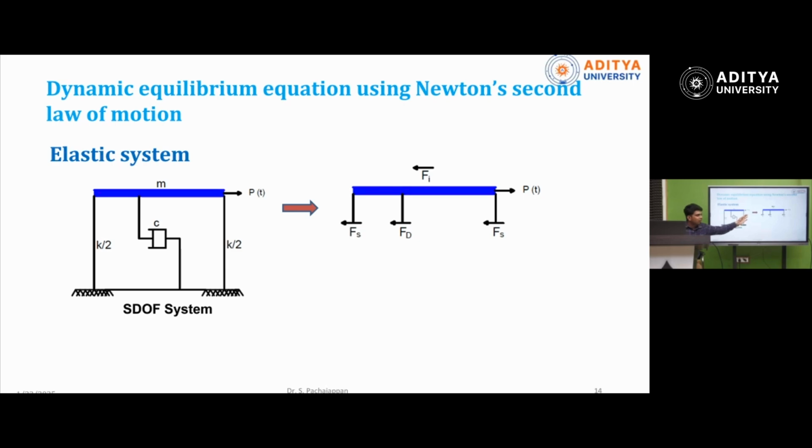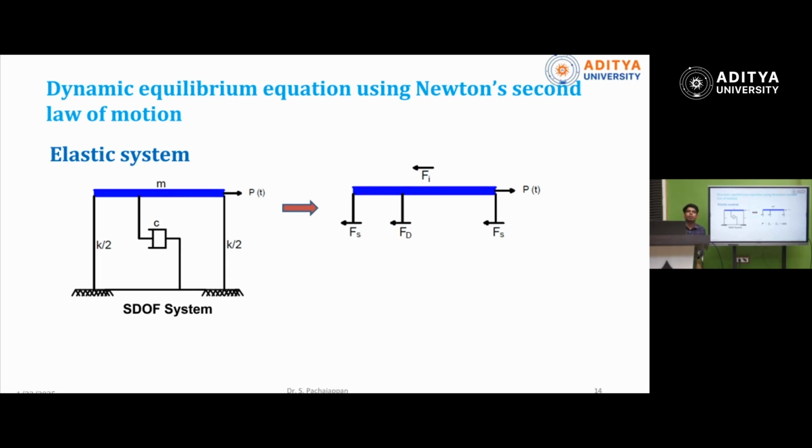Now, I'm taking the cross section of the mathematical model. You see on the right-hand side, P of t is there. P of t is the externally applied force, which is dynamic in nature. And what are the internal forces? Spring force is there, and then FD, the damping force, is there. Once the externally applied force acts in the right-hand direction, the inertia force will act in the opposite direction. That is called D'Alembert's principle. A moving mass generates the inertial force, which opposes the motion of the structure.